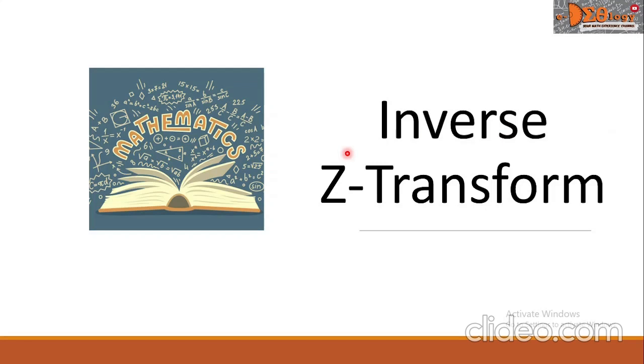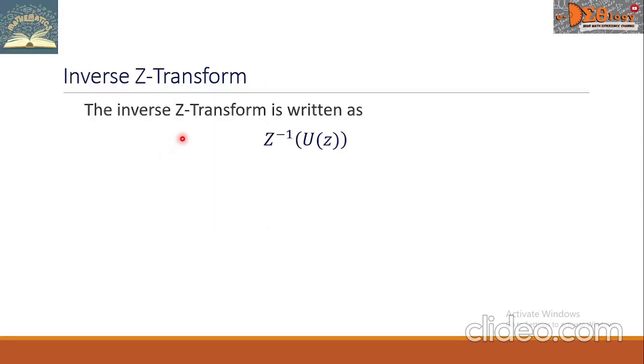Hi everyone. Today we're going to study inverse Z transform. The inverse Z transform is written with this symbol, capital Z raised to the -1 exponent. This is the inverse Z transform of the function capital U with respect to Z, and the answer here is small u sub n.